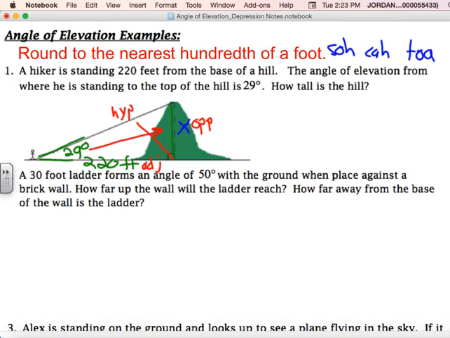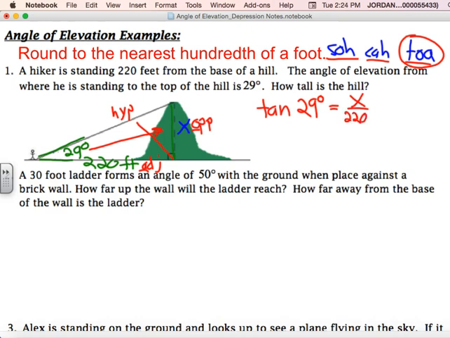So which trig function uses A and O? So looking at SOHCAHTOA, which one of these three has A and O? Well, that's this one, tangent. So we're going to use the tangent function. The tangent, you always do it of the angle. Our angle is 29 degrees. Okay, you always do sine of the angle, cosine of the angle, tangent of the angle, equals the opposite over the adjacent. The opposite, we have x, and adjacent, we have 220.